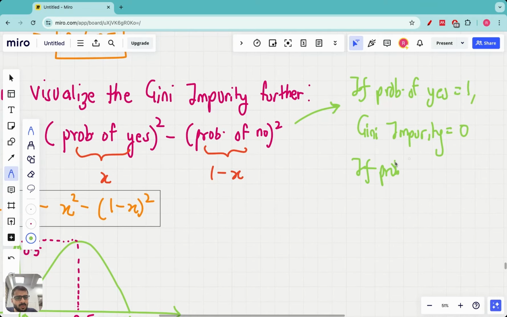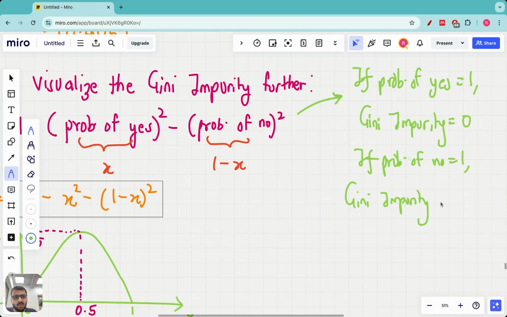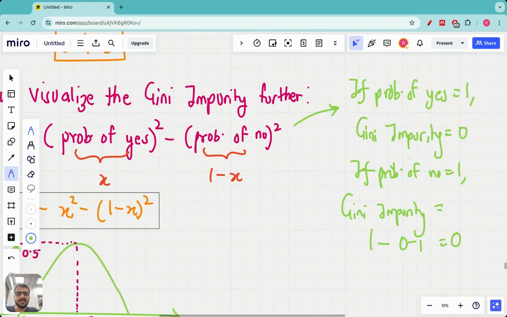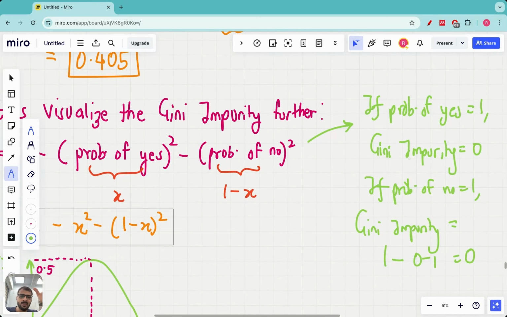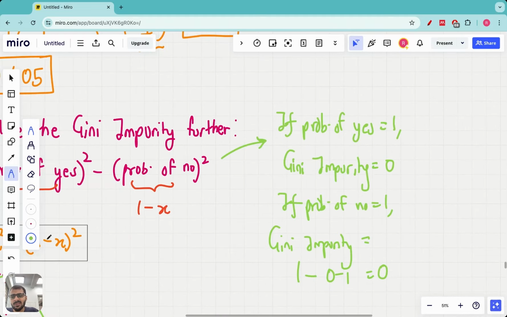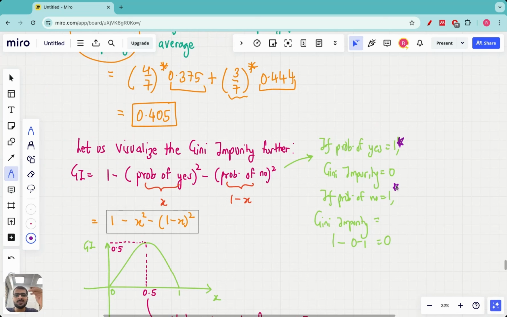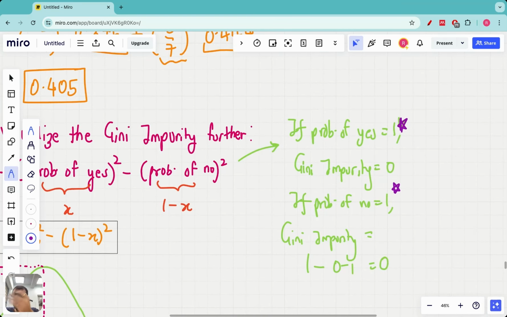Similarly, if the probability of no is equal to 1, then the probability of yes will be equal to 0. So the Gini impurity will be 1 minus 0 minus 1, which is equal to 0. So the first thing to understand is, if in a decision tree leaf the probability of either yes or no is equal to 1, then the Gini impurity is going to be 0. The reason is that we don't have a mixture of classes. We either have everything in the yes class or everything in the no class. So that leaf is not impure, it is fully 100% pure, and that's why the Gini impurity is equal to 0.